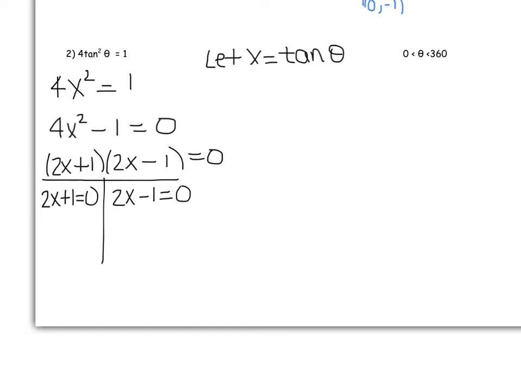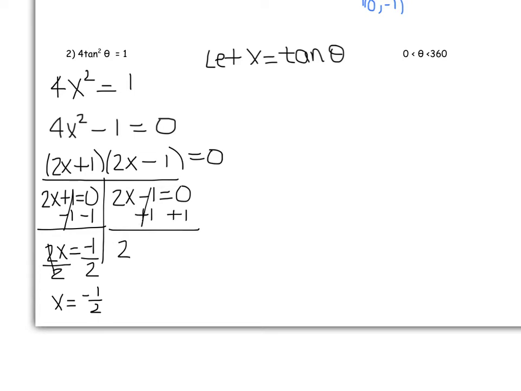So now I'm just going to start with this equation, and let's minus 1 on both sides. 2x equals negative 1, divide by 2. X equals negative 1/2. Okay, how about the other side? Add 1 to both sides. 2x equals 1. Divide by 2. X equals 1/2.